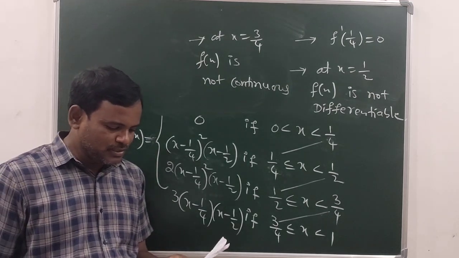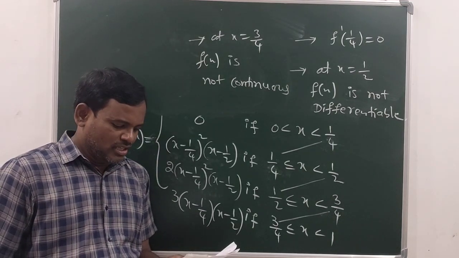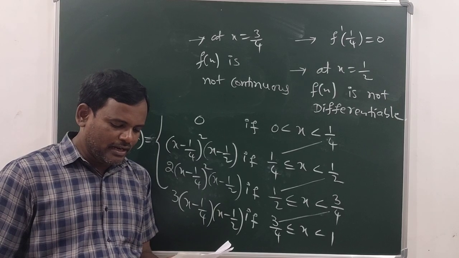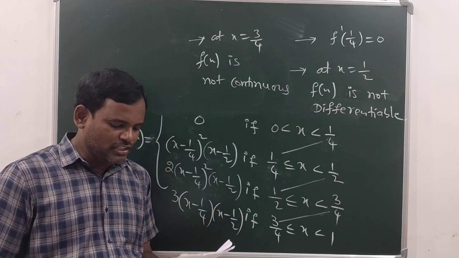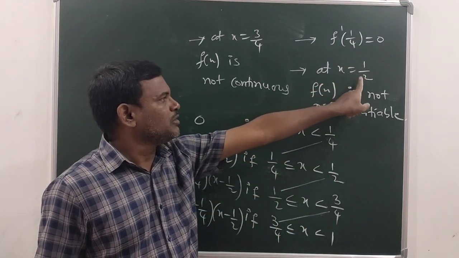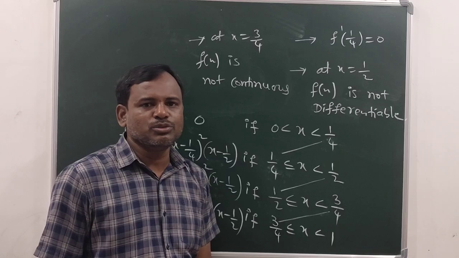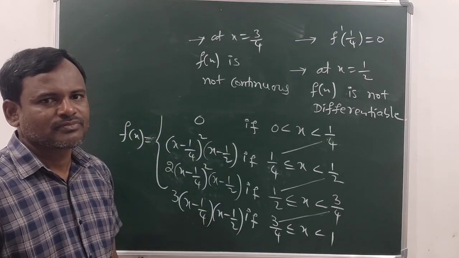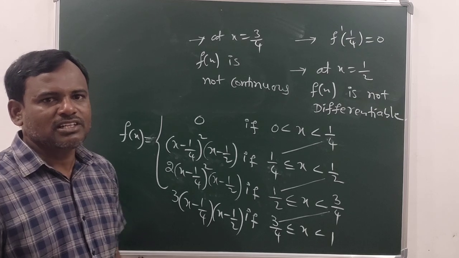And what is the second option? See, there is exactly one point in 0 to 1 at which the function f is continuous but not differentiable. Yes, at x equal to 1 by 2. We checked its continuity. This was continuous but not differentiable. The second one is also correct.